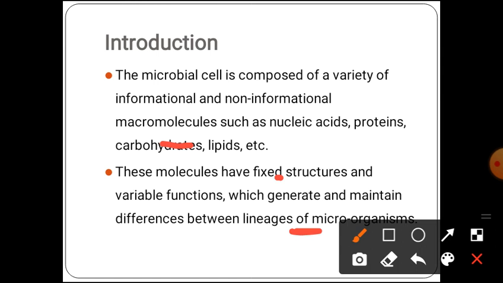What are lineages? The species which have been derived from their ancestors. What is the meaning of lineages? Lineages means the species which have been generated from their ancestors.